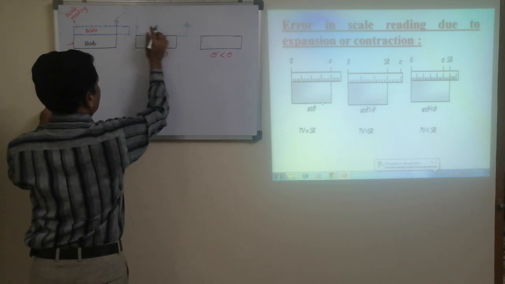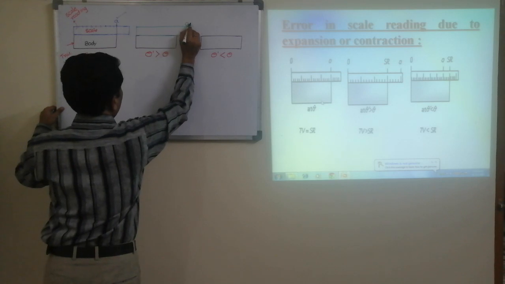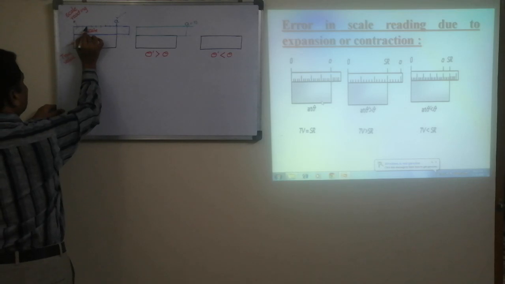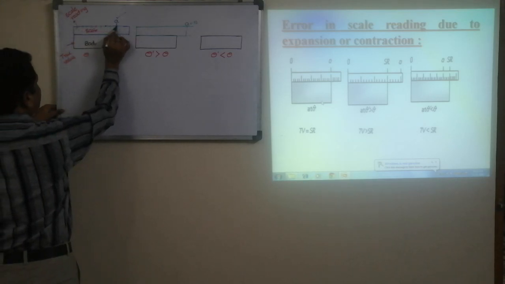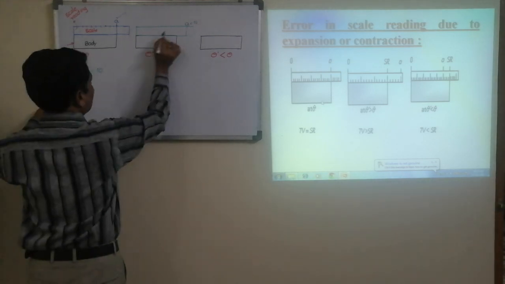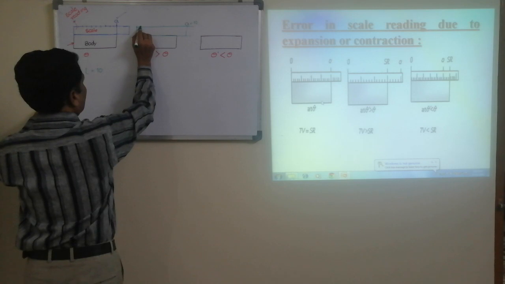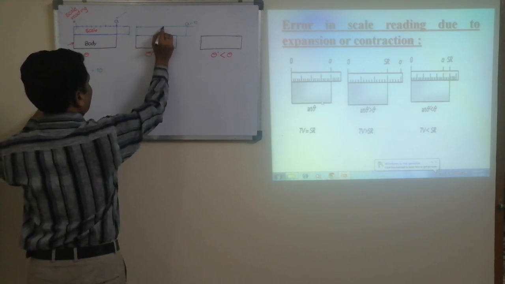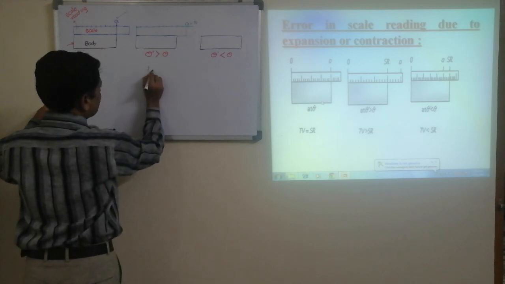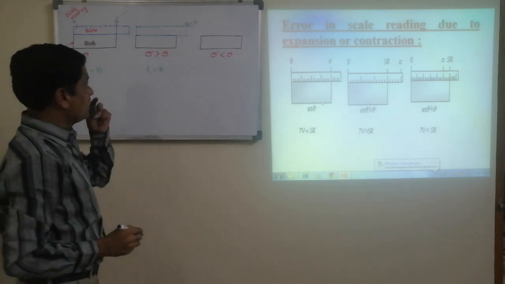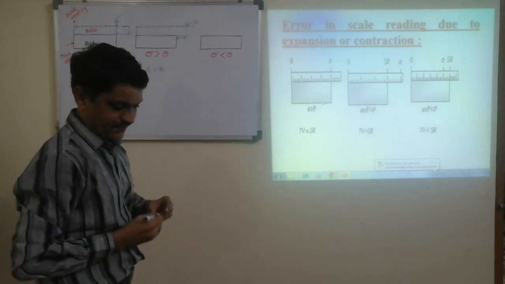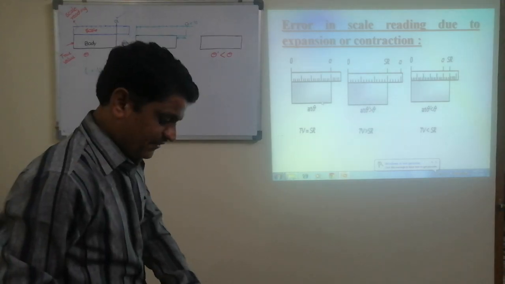Means the length should increase now. So here it is a 10. Now actually here 0, 1, 2, 3, 4, 5, 6, 7, 8, 9, 10. So length is equal to 10 here. Now if I divide exactly into 10, 0, 1, 2, 3, 4, 5, 6, 7, 8, 9, 10. Now length becomes 8 only, because of the increase in the size.